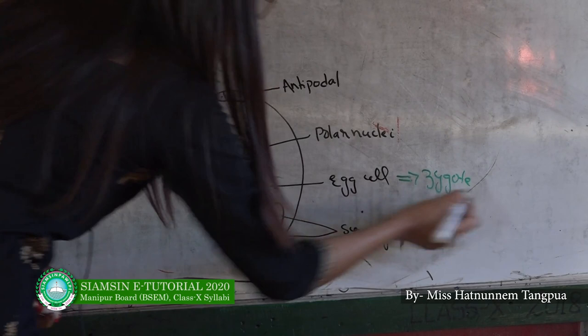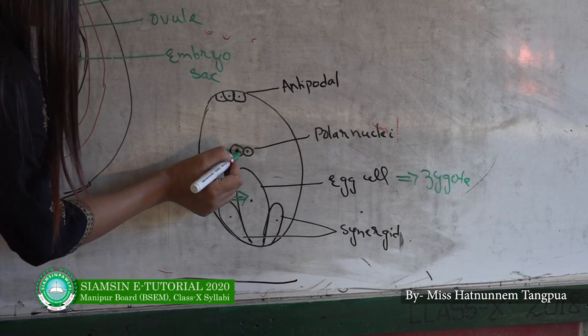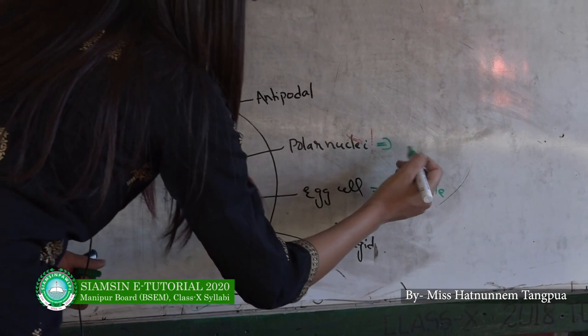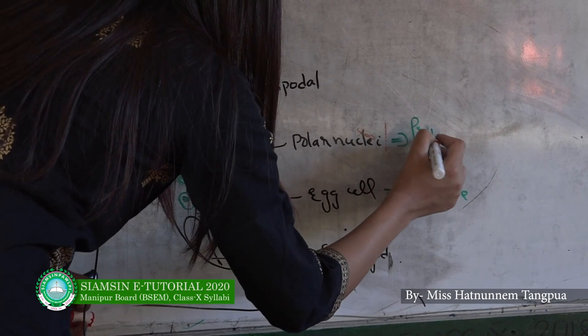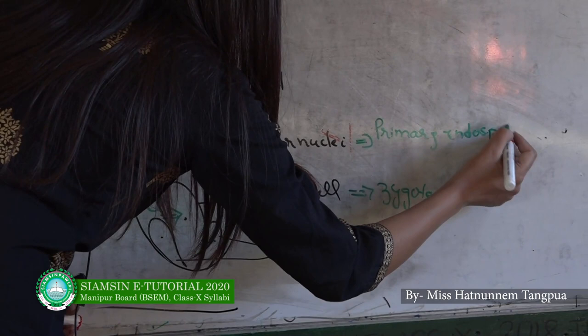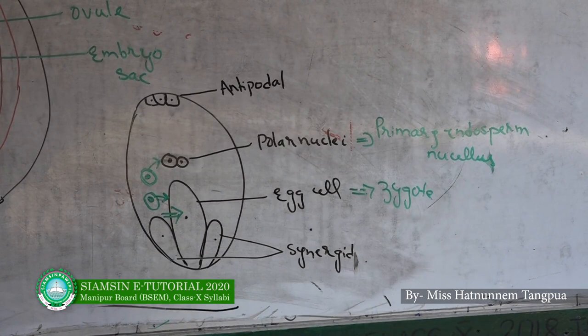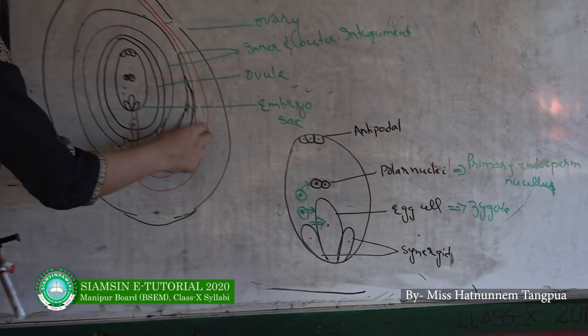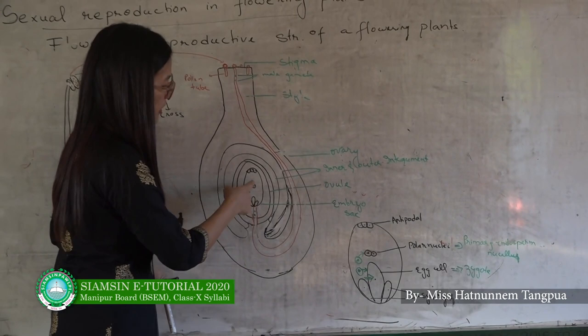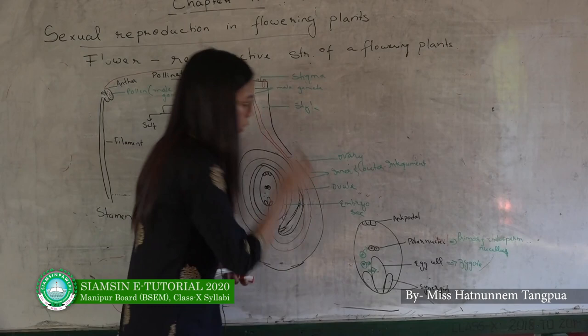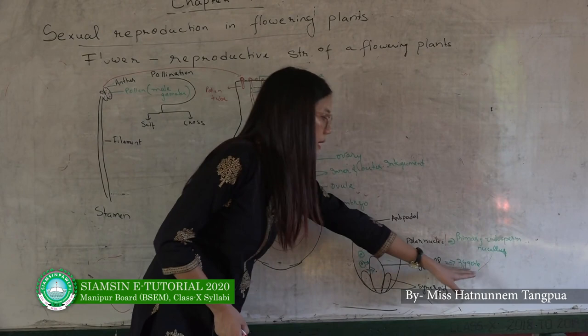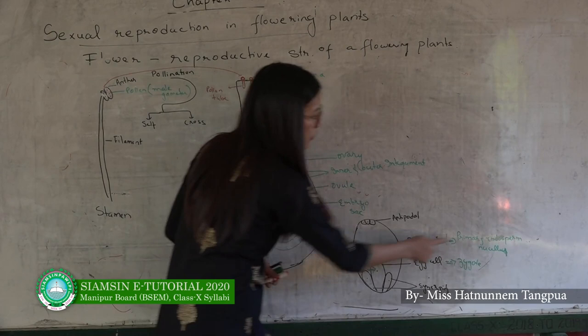The other male gamete fuses with the polar nuclei to form the primary endosperm nucleus. To summarize, the pollen tube germinates and carries the male gametes, which are discharged inside the embryo sac. One of the male gametes fuses with the egg cell to form a zygote. Another male gamete fuses with the polar nuclei to form the primary endosperm nucleus.